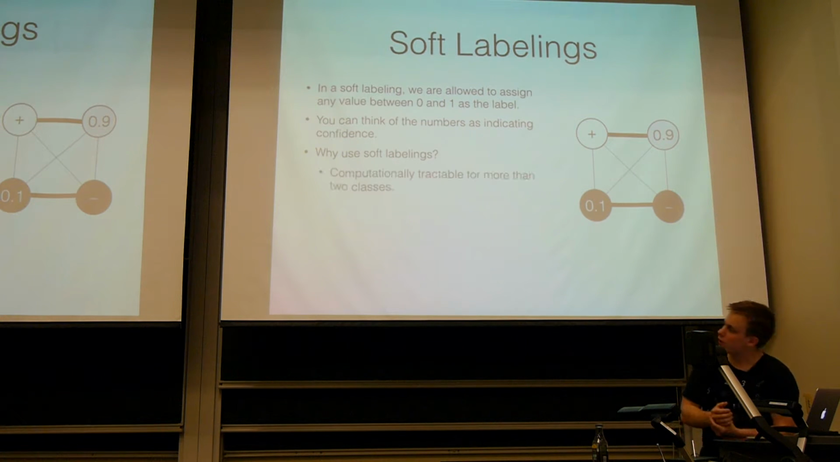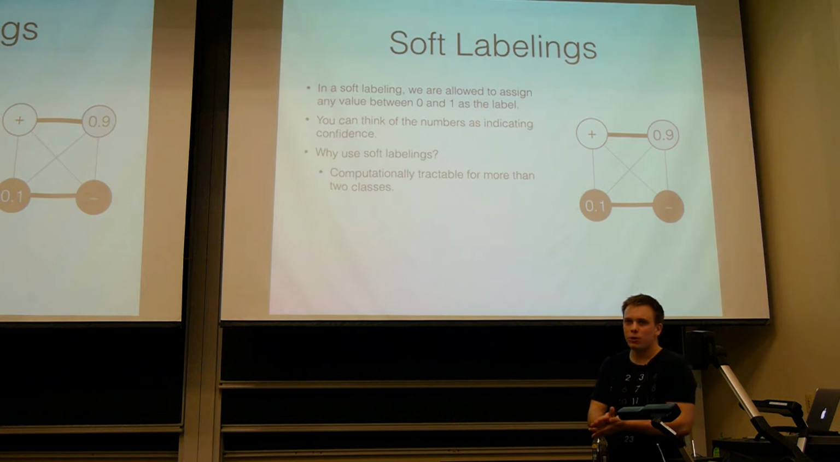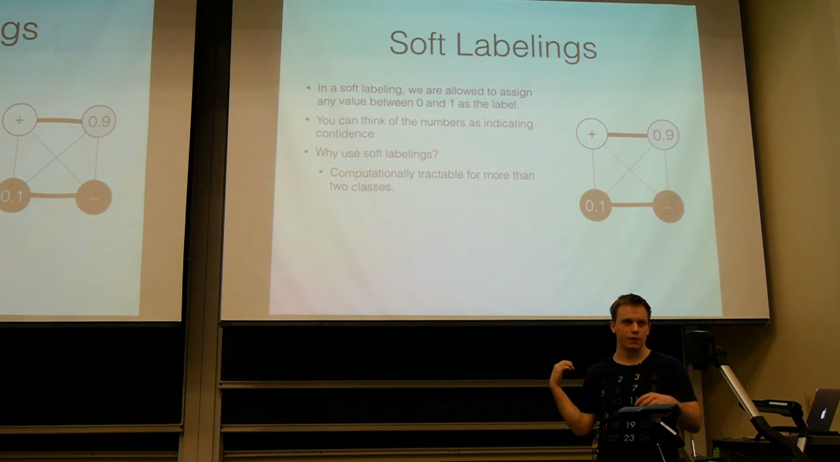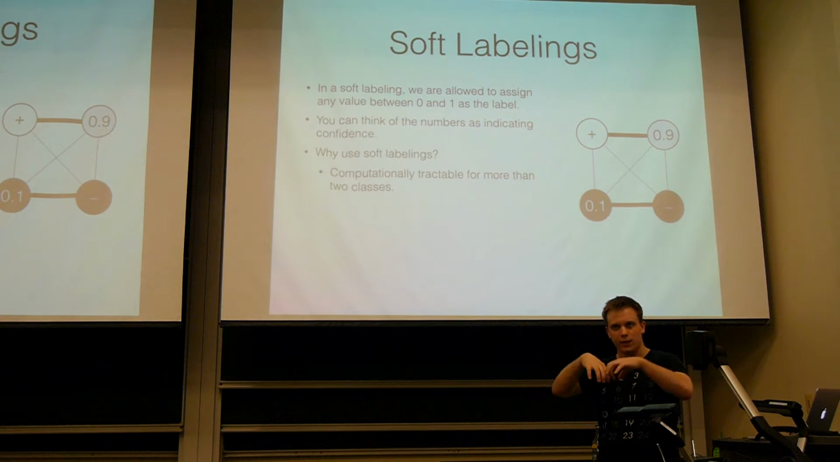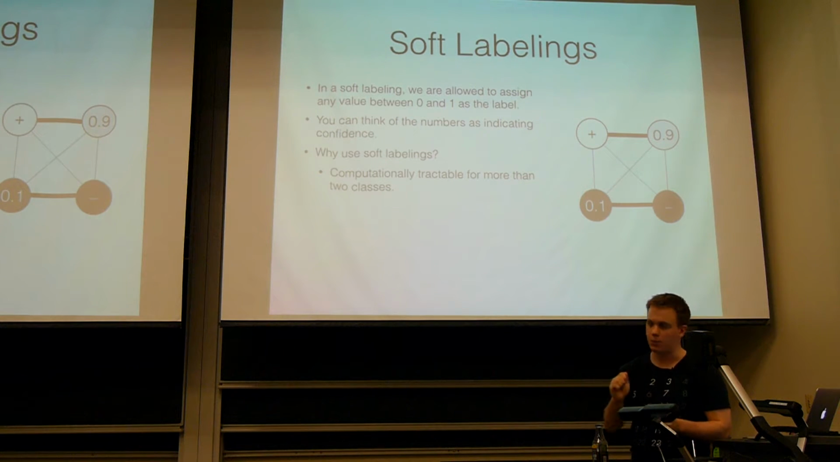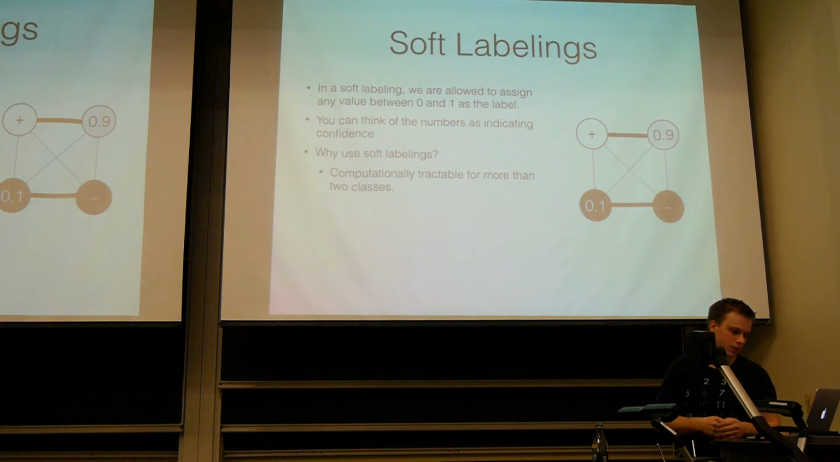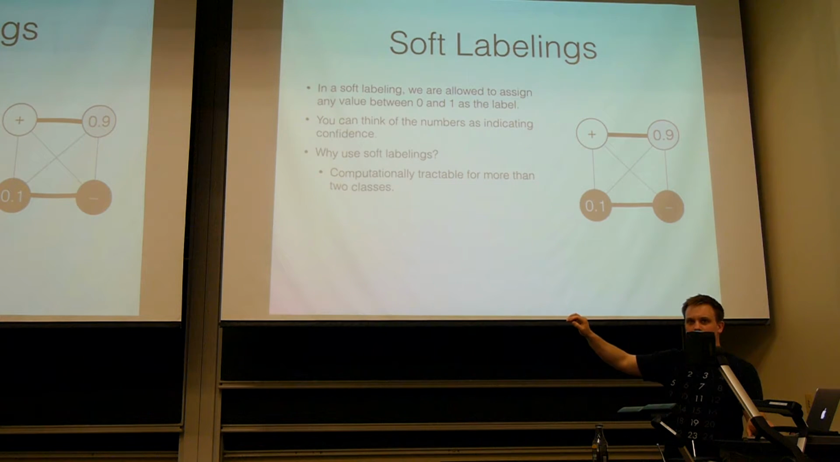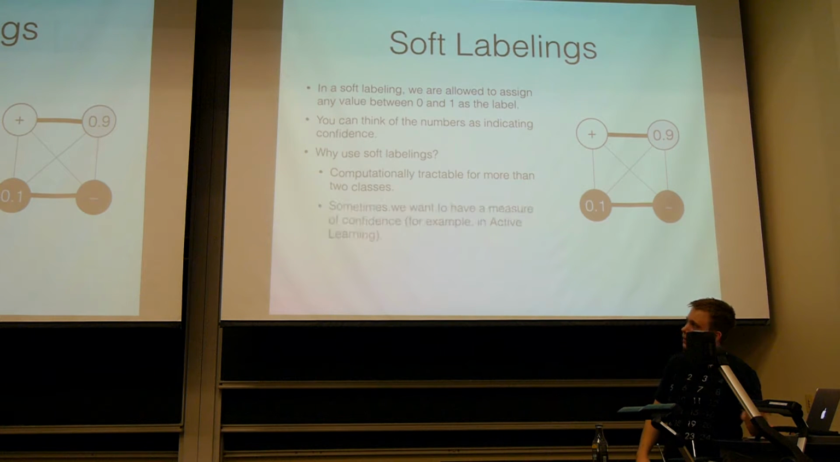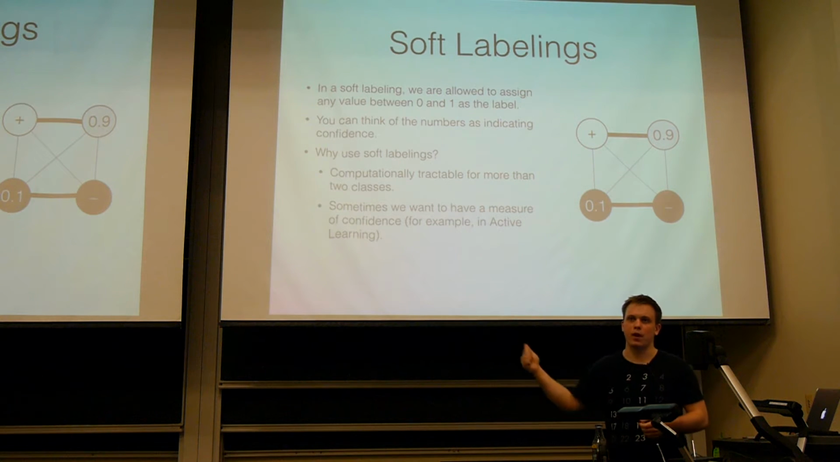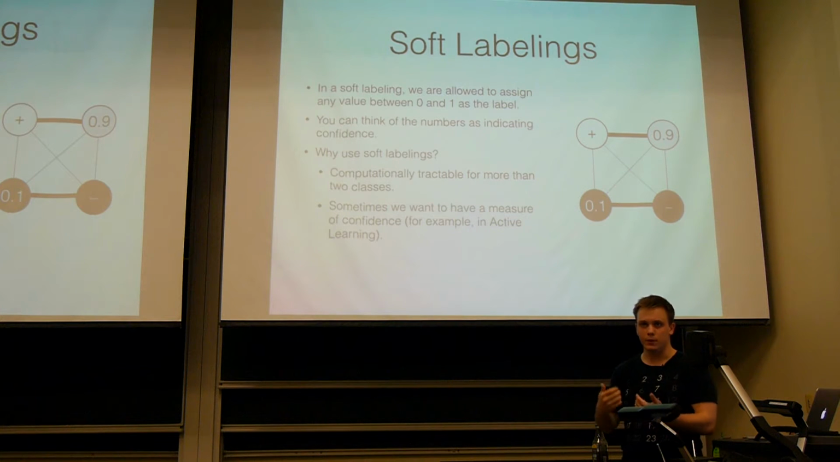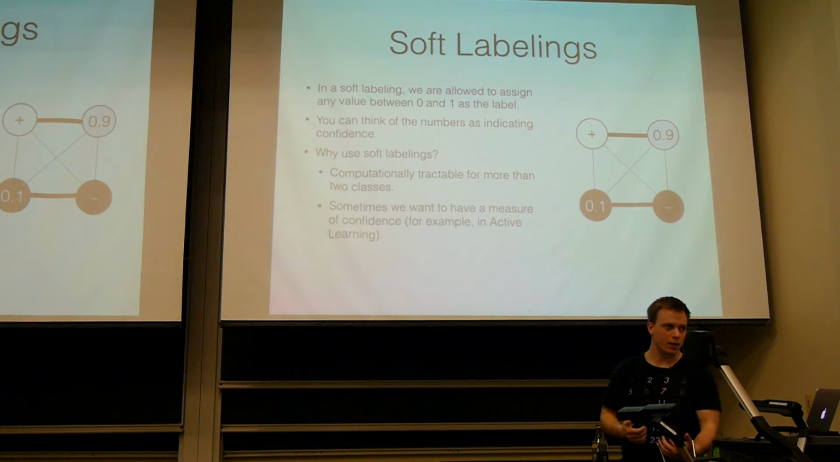The reasons for using soft labelings are, it's computationally tractable if you have more than 2 classes. If you try to extend the idea from the last algorithm, where instead of a cut that separates into 2 groups, you look for a cut that separates it into three groups and minimizes the total edges cut by any edge boundary, it turns out that those problems become NP hard after 2. In this case, you can still, in polynomial time, find the minimizing soft labeling. And it's also sometimes useful to have a measure of confidence, right? Sometimes you'd like to know if your algorithm is very confident that the label should be 1, or if it's very confident that it should be negative.